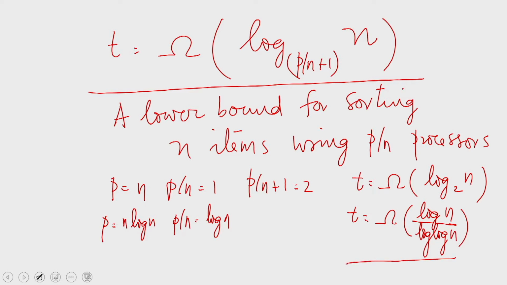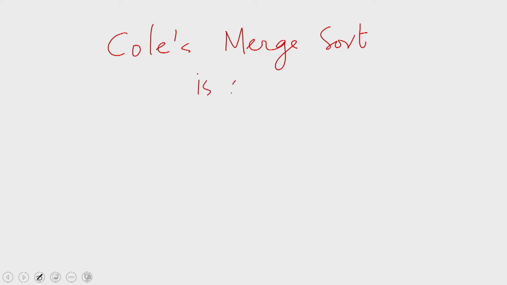When you have n log n processors, you cannot expect to sort faster than log n by double log n on any of the P-RAM models. So, in particular, what we have shown is that Cole's merge sort is optimal.